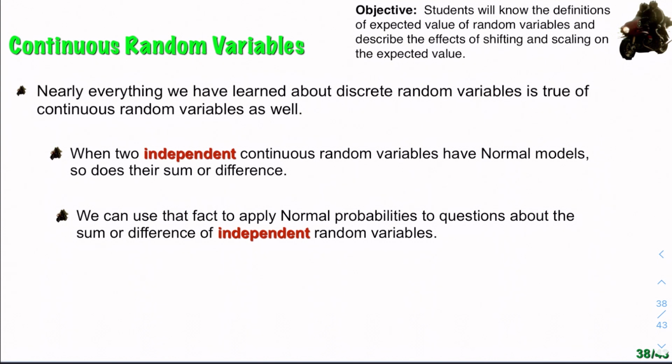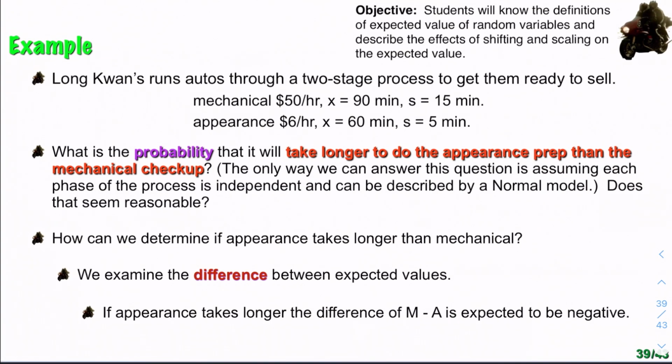And since we know time is a continuous random variable and not discrete, when it asks what is the probability that it will take longer to do appearance prep than the mechanical checkup, the only way to answer this question is assuming that the phases of each process are independent and can be described by a normal model. So I want you to think, before we do this, does that seem reasonable? Does mechanical work versus the appearance fee for a used car seem independent? If we're good with that assumption, the next question is, how can we determine if appearance takes longer than mechanical?